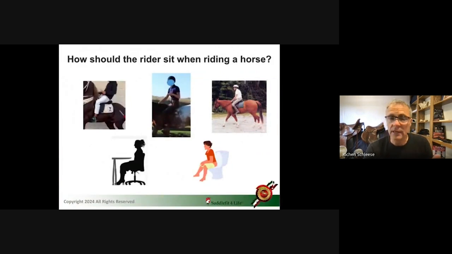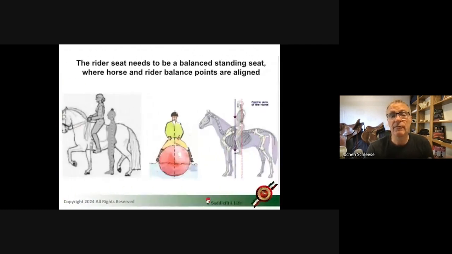I mean, we have so many different disciplines, Western as well as English, sport or pleasure. But what is being taught is to be a light, pliable seat rider, which means you want to move with the movement of the horse, not against it, which is very hard when you sit on the horse like you sit on the toilet or at the desk. Okay? We could call that a chair seat. So many different ways to sit in the saddle, depending on discipline, but it all boils down to the same thing.